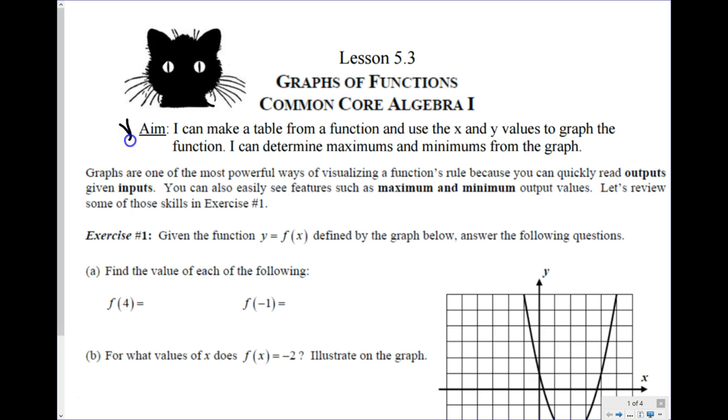So your aim today is that I can make a table from a function and use the x and y values to graph the function. I can also determine maximums and minimums from the graph. Graphs are one of the most powerful ways of visualizing a function's rule because you can quickly read outputs given inputs, meaning you can see points on the graph very clearly. You can also easily see features such as maximum and minimum output values. Let's review some of those skills in exercise 1.